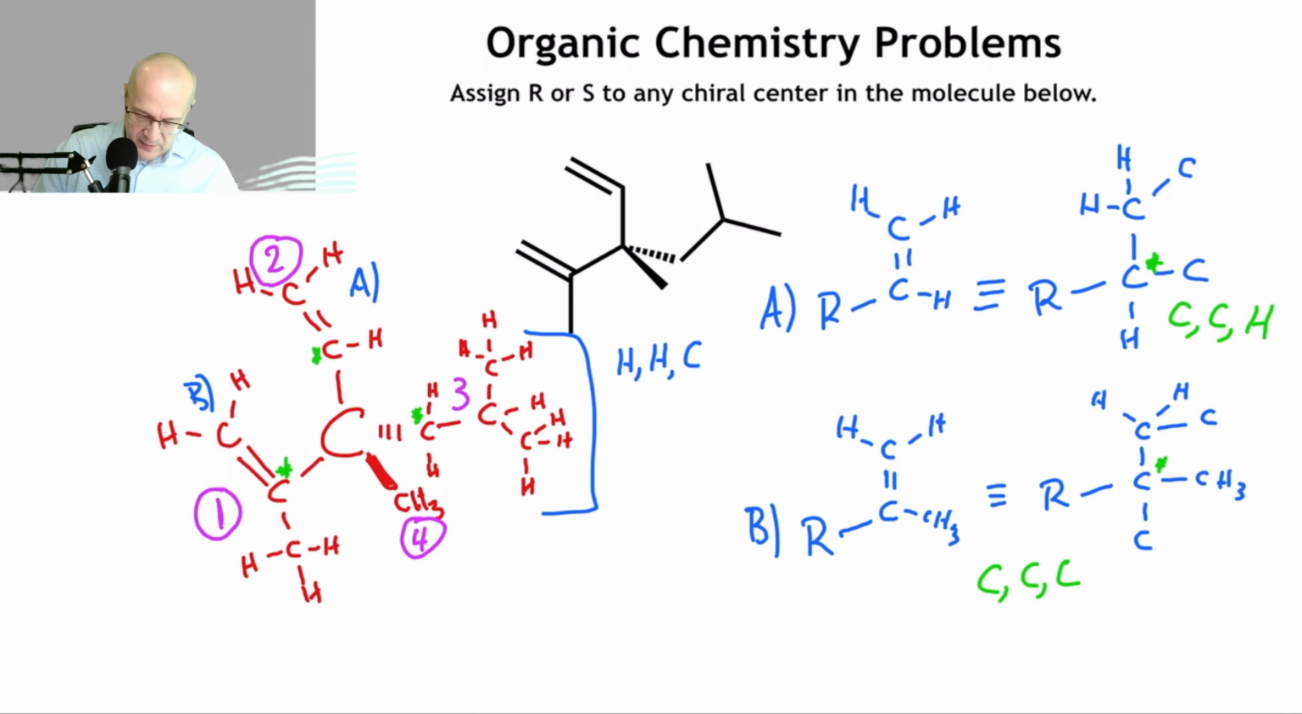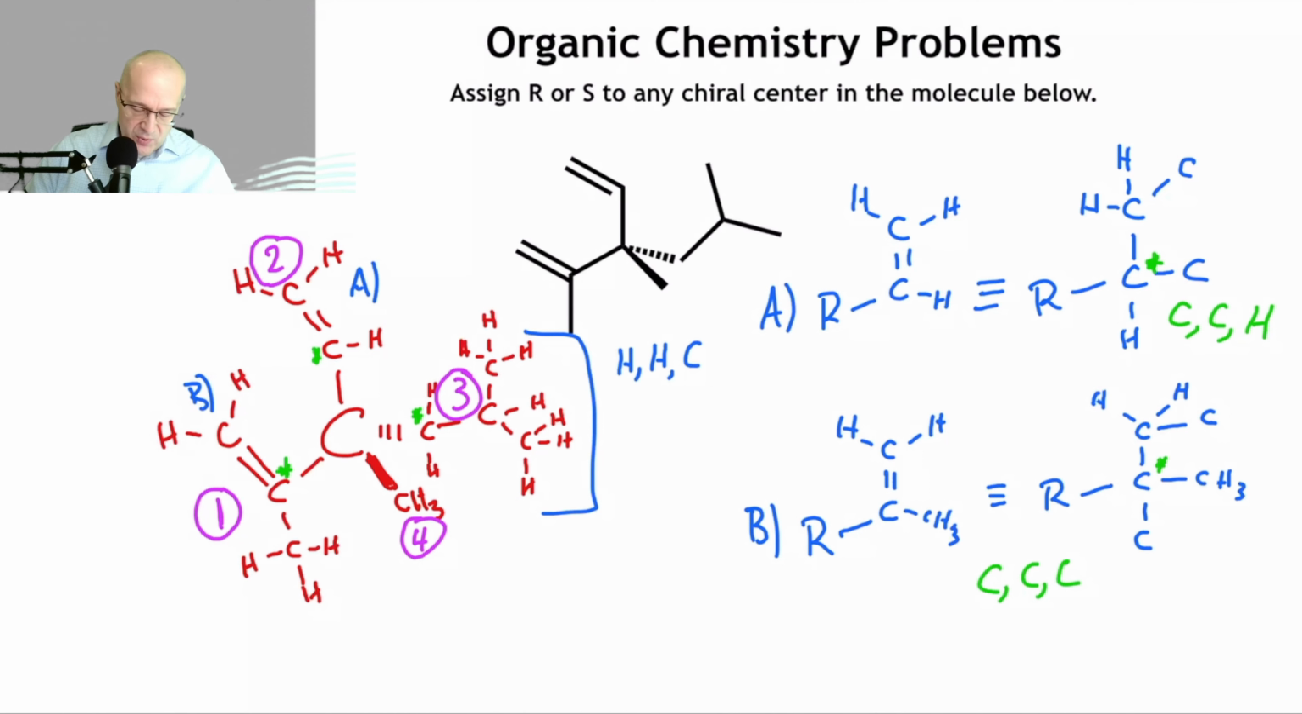And this is 3. Now, we also have to be very mindful of a question like this, because look at this. The low priority group is facing us, and it's not hydrogen. The low priority group does not have to be hydrogen. It often is, but it's not always hydrogen. It could be anything. So you got to be very mindful of that.